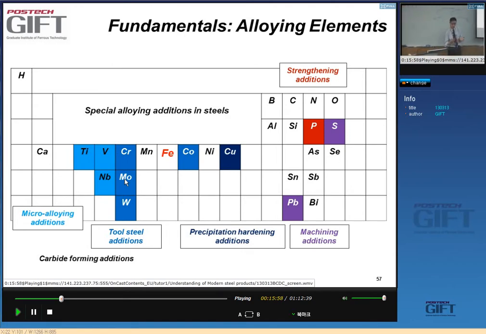So you can increase the strength of steels by microalloying with these carbide formers: titanium, vanadium, and niobium. Because we add very little of these elements, we call them microalloying additions. For tool steels, we also add carbide formers. Chromium, molybdenum, and tungsten are typical additions that we make to steels which are used to produce tools. And the very simple reason is because they form very hard carbides.